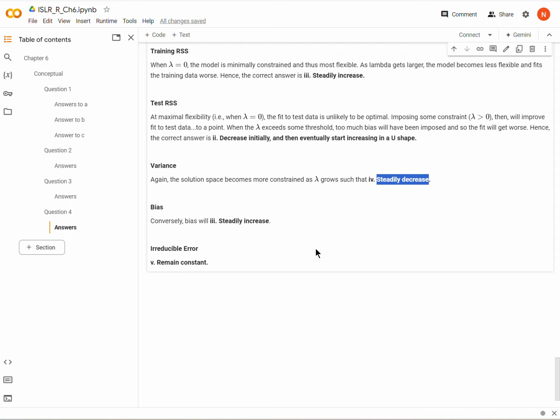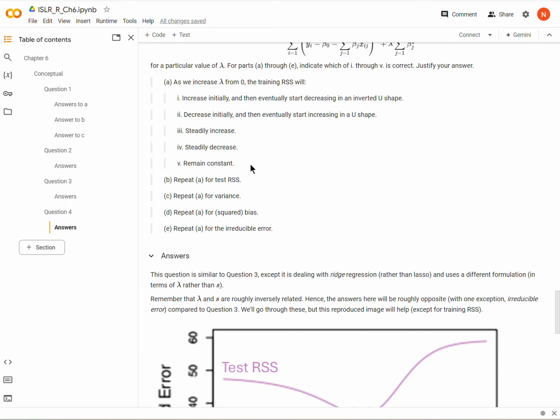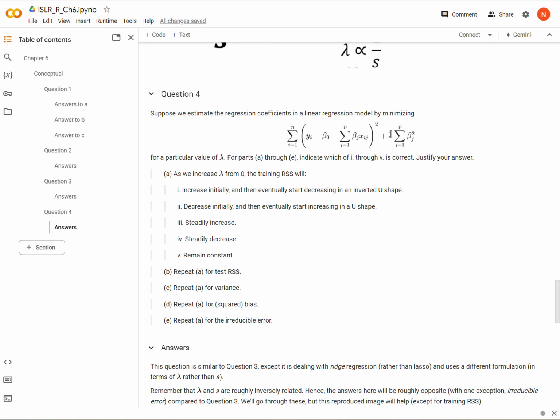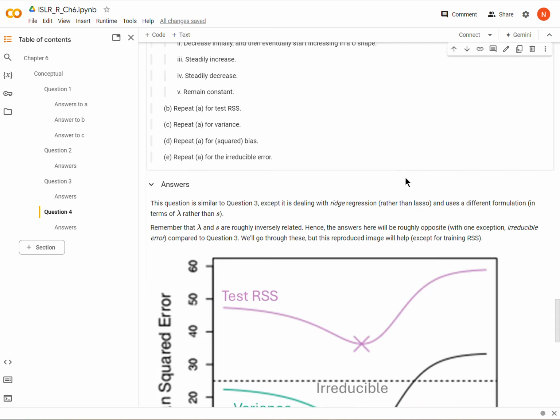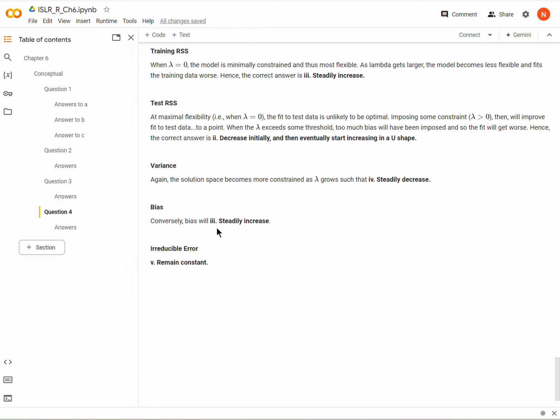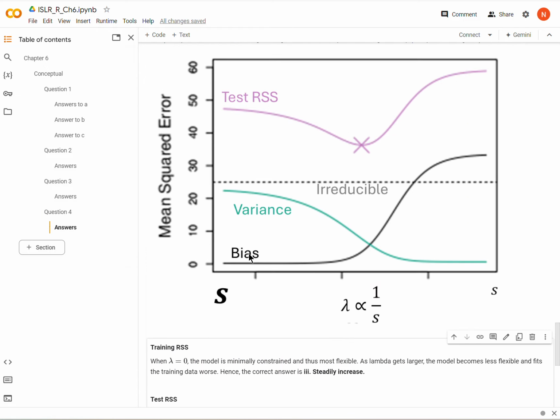So what about bias? As lambda gets bigger and we're constraining the model more and more, another way we could say that is that we are imposing more and more bias. So as lambda gets big, bias should steadily increase. Again, we see that here in the image, right? Lambda is getting bigger and bigger, and bias is always getting larger. It might asymptote at certain points, but it's always getting bigger.